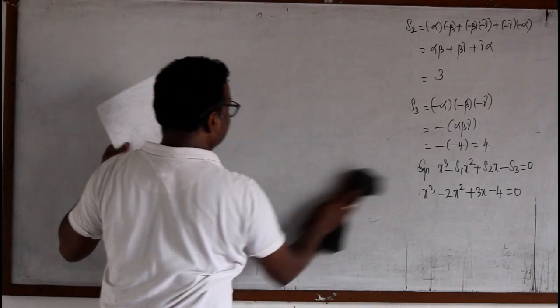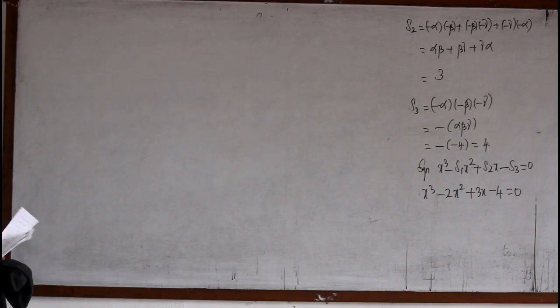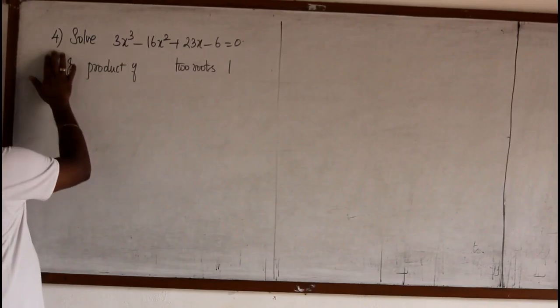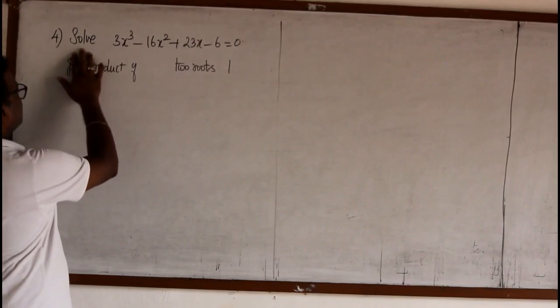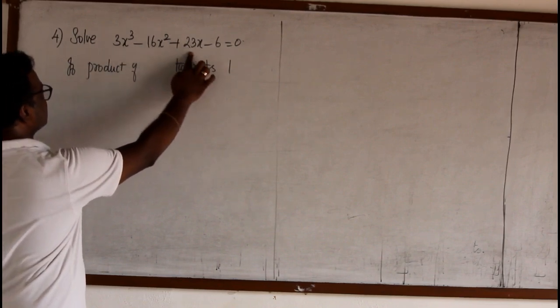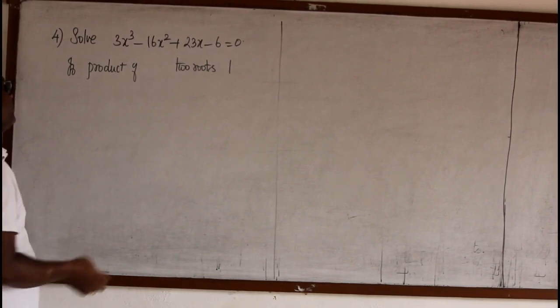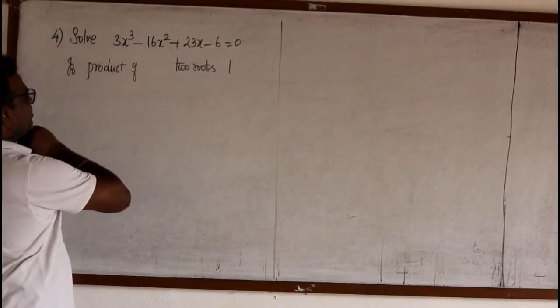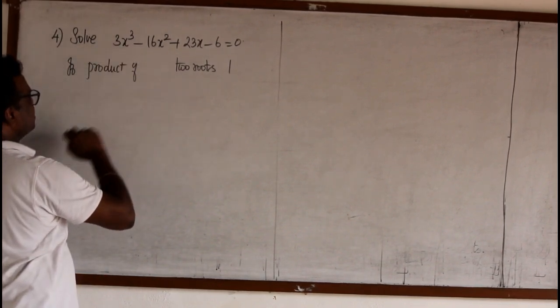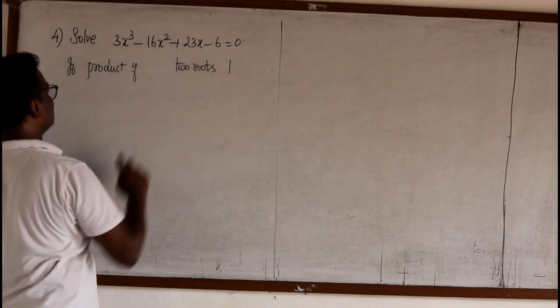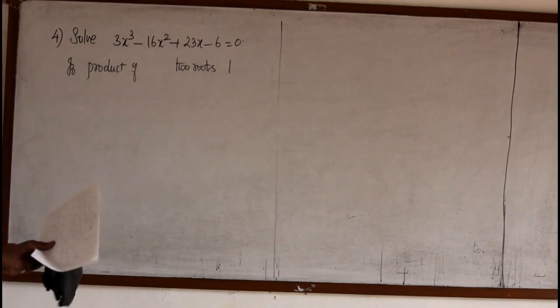Next is go for fourth problem. Solve 3x cube minus 16x square plus 23x minus 6 equal to 0. The product of two roots is 1. Since it is a cubic polynomial, I have to find the 3 roots. In that one, product of 2 roots is 1. In such a way, I have to find out the 3 roots.